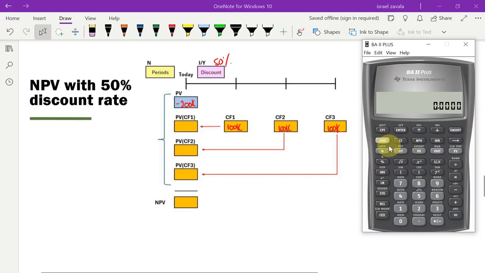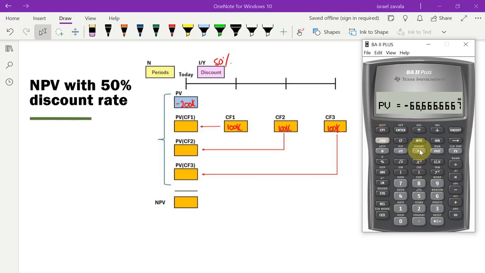Okay, all right, so let's do the first one. So 1 year, discount rate is 50%. We're looking for present value. There are no payments, and that future value is 100,000. Okay. All right, we're going to compute for present value.